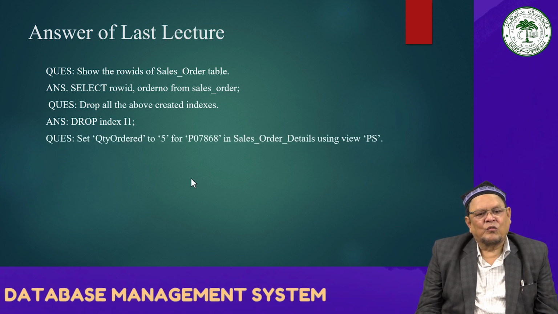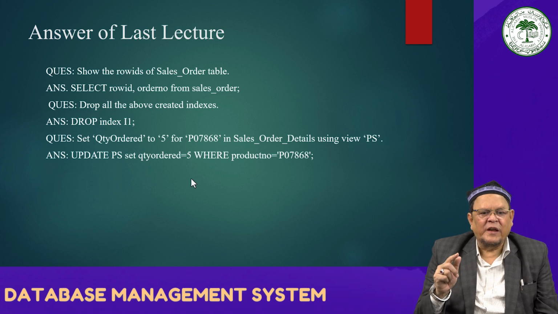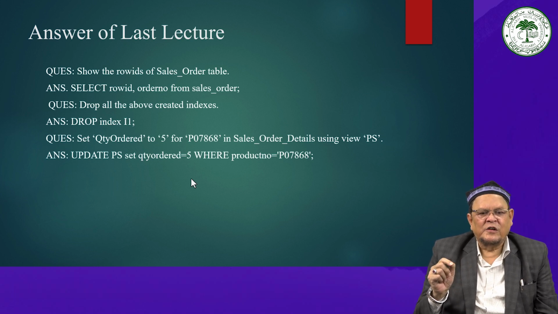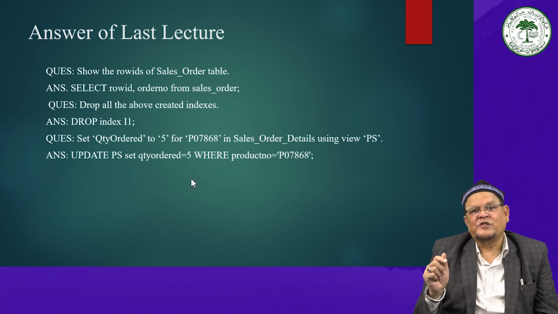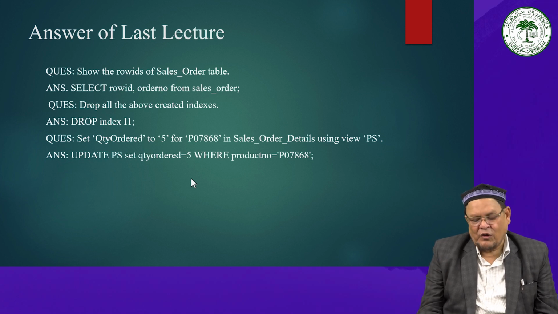Then set quantity order to 5 for P07868 in the sales order detail using view PS. The command you have to write: update PS set quantity order is equal to 5 where product number is equal to P07868 within the quotes, then semicolon.